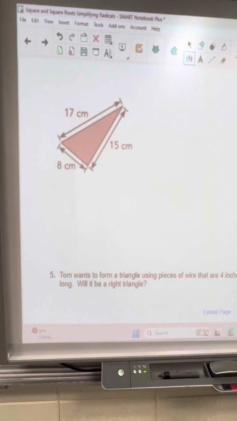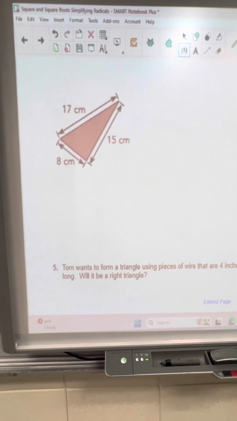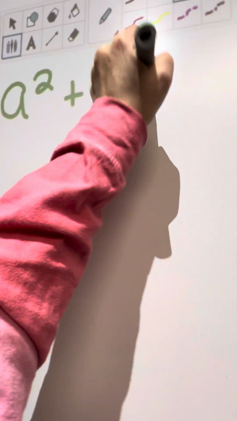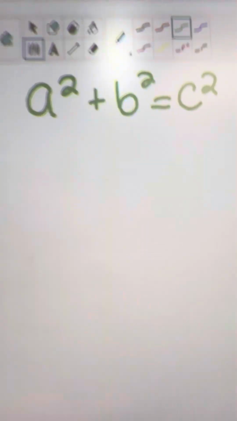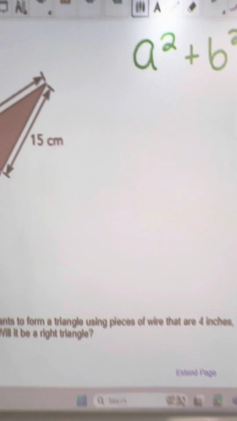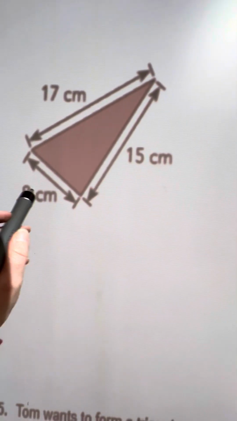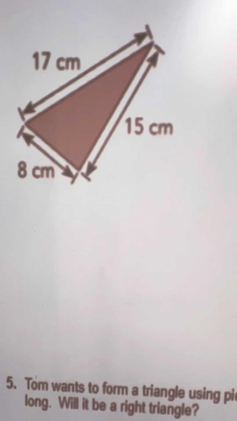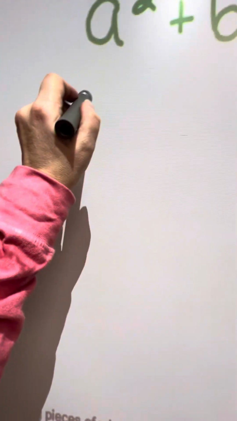So in order for me to find out if it truly is a right angle, I do need to use the Pythagorean theorem to figure that out. So I'm going to do a squared plus b squared equals c squared. And we're going to locate what numbers we think should be forming this triangle. So our two smallest sides, the 8 and the 15, are going to be my a squared and my b squared. A is the smallest side, so that would be the 8.